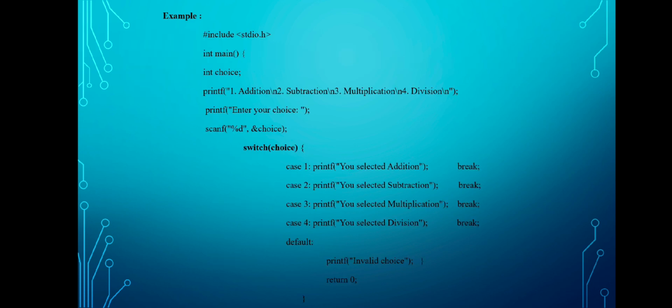Switch statement example. In this example, the user chooses an operation like addition, subtraction, multiplication, or division. Each case prints the selected operation. If the input does not match any option, the program prints invalid choice. This makes menu driven applications easy to implement.